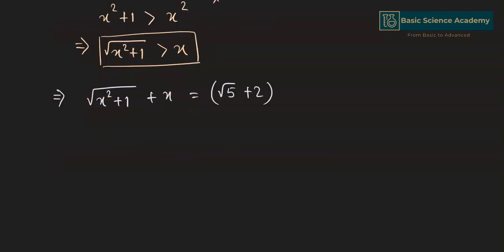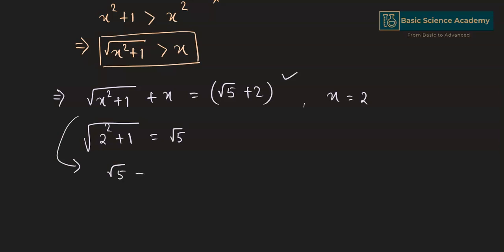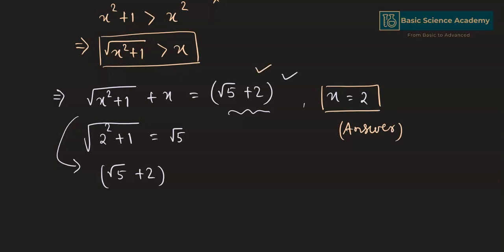This equation is possible only when x equals 2, because when x equals 2 we have square root of 2 square plus 1, which is equal to square root 5, which gives square root 5 plus 2, which is on the right side. Hence, x equals 2 is our answer. We can also get x equals 2 by formally solving this equation.